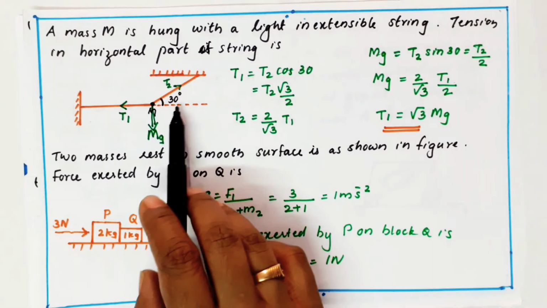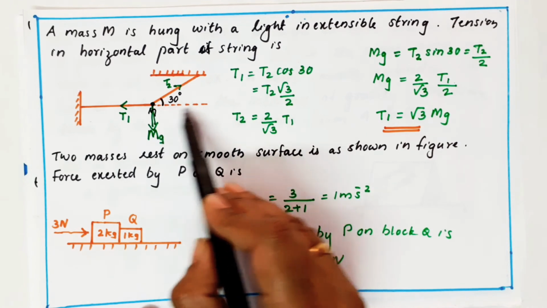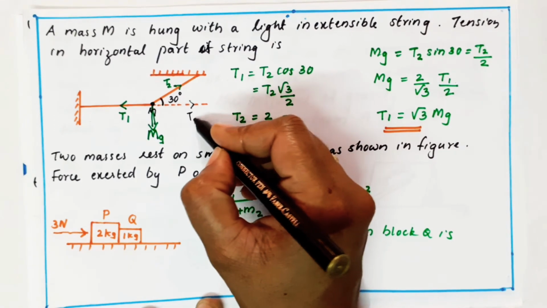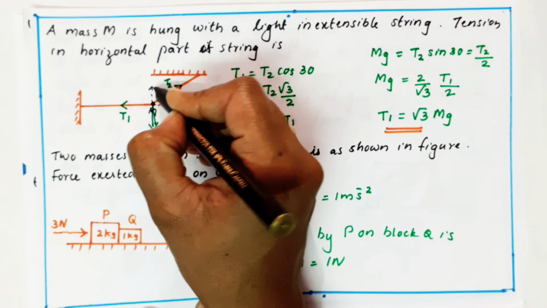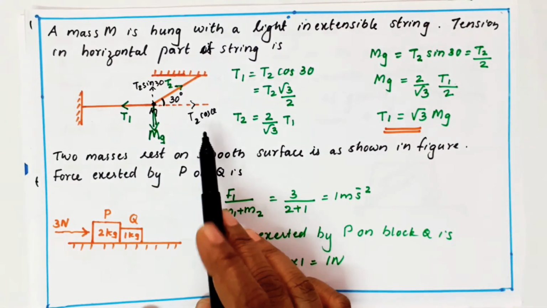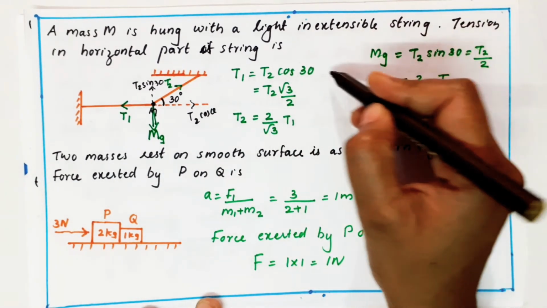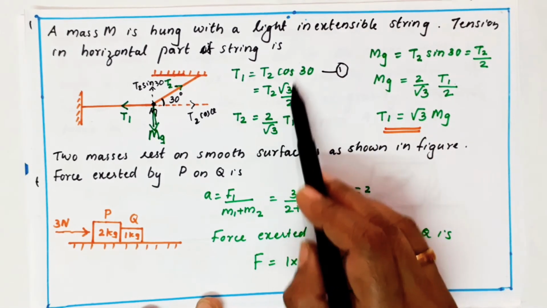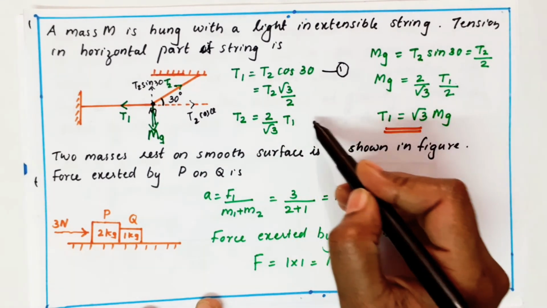Then, this 30 they gave it in the question. So, with respect to this tension, I can resolve this into two components, which are they? This side will be T2 cos 30 and this side will be T2 sin 30. Now, by seeing the diagram, I understood that T2 cos theta is opposite to T1. That is our first equation. T2 cos theta is equal to T1. That is T2 into cos 30 is root 3 by 2. That is T2 equals 2 by root 3 T1. This is your first equation.